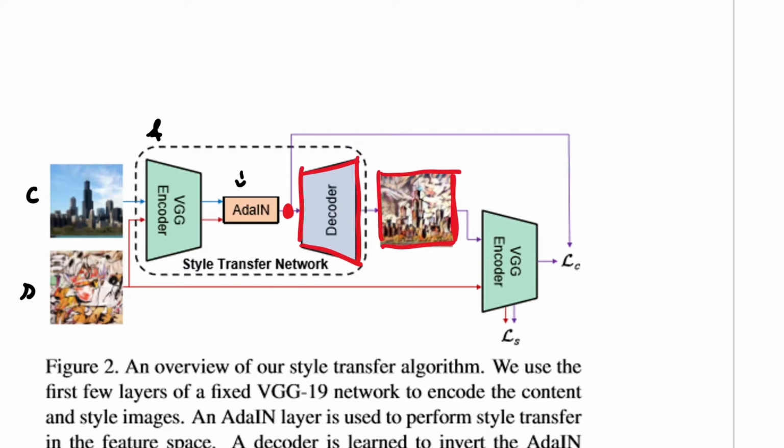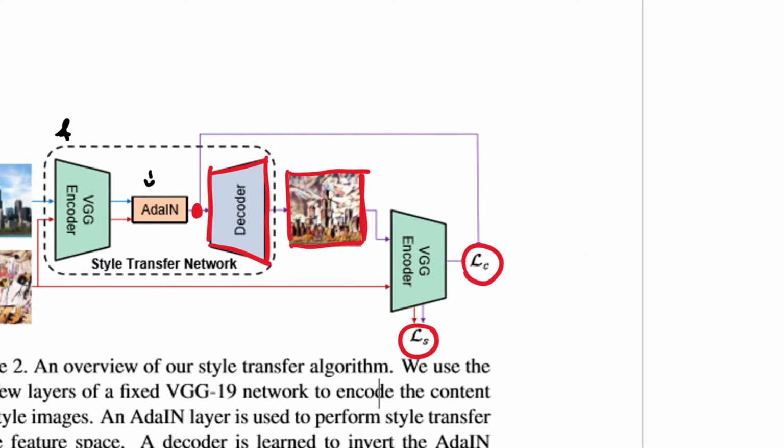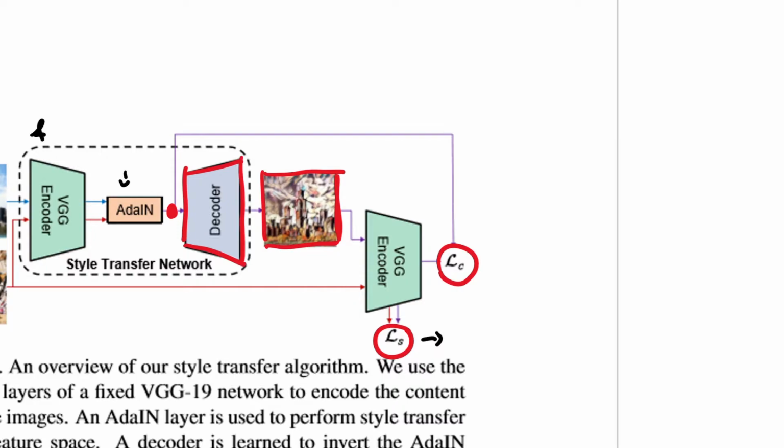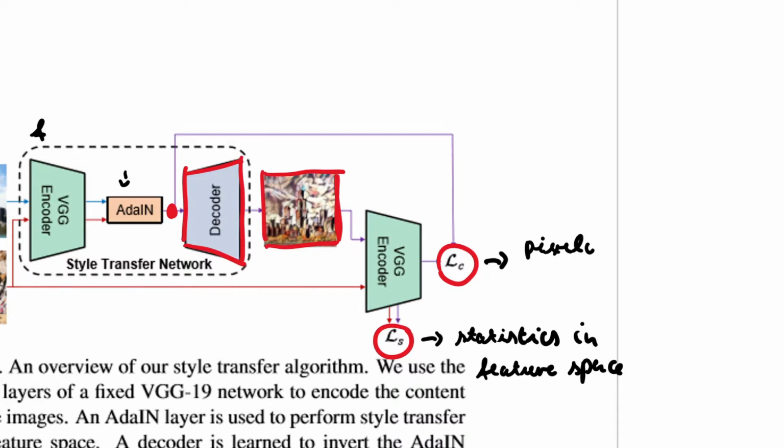So how do we train this? There are two losses involved. There's the content loss as well as the style loss. As I said, the style we define to be the statistics in feature space. The content we define to be just pixel-wise differences, but also in feature space. This is important.